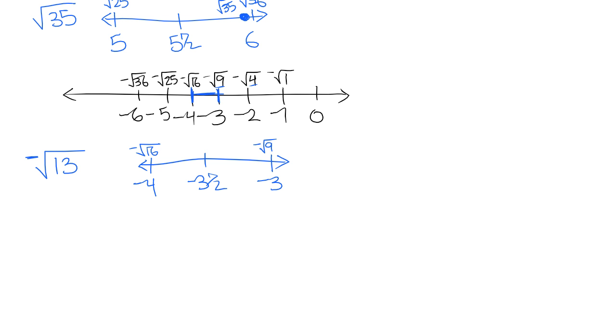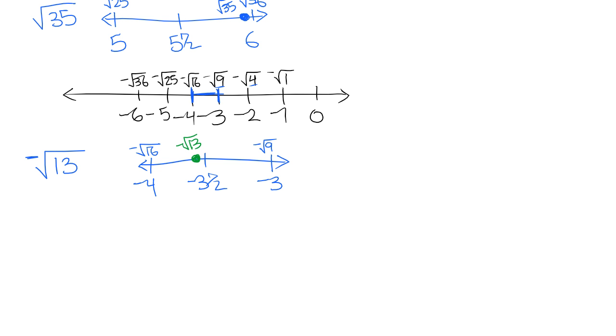So again, we say, is it closer to 16 or is it closer to 9? Well, it looks like it's just past half between these, because it's 3 away from 16 and 4 away from 9. So it's going to be somewhere right in there. Again, it's an approximation. And so we have the negative square root of 13 is there.